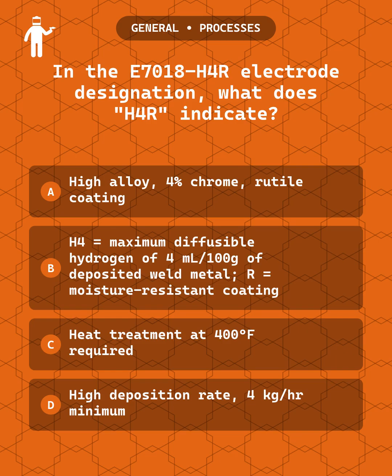Question 9. In the E7018-H4R electrode designation, what does H4R indicate? Is it A, high alloy, 4% chrome, rutile coating? B, H4 means a maximum diffusible hydrogen of 4 mL per 100 grams of deposited weld metal, and R means moisture-resistant coating. C, heat treatment at 400 degrees for hours required, or D, high deposition rate, 4 kilograms per hour minimum?